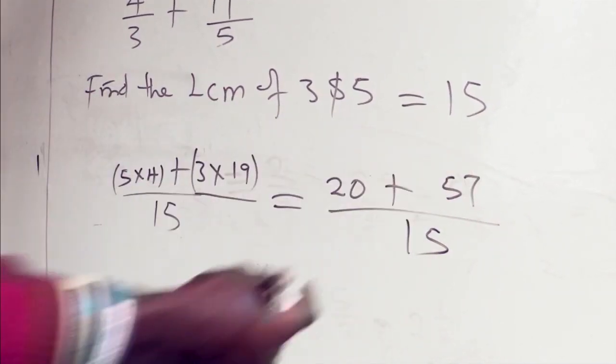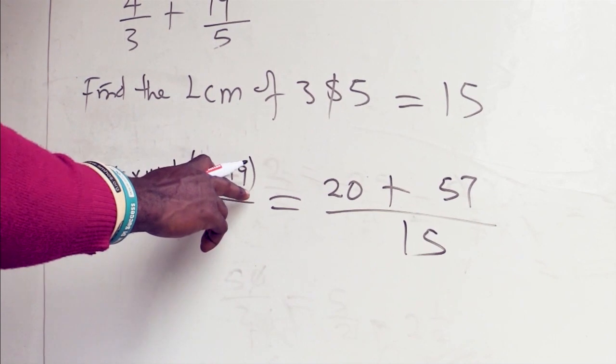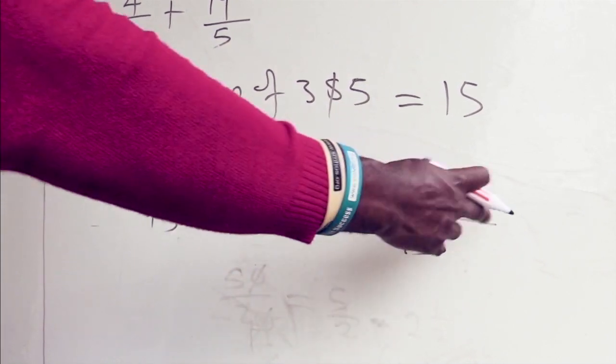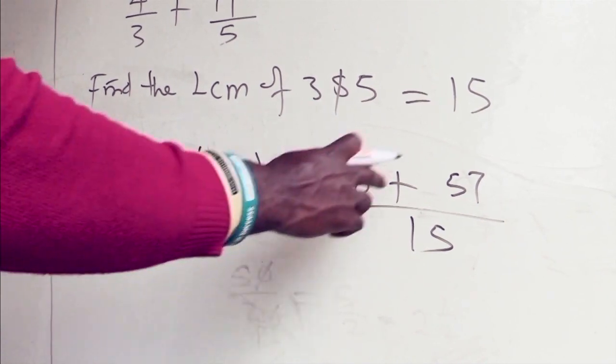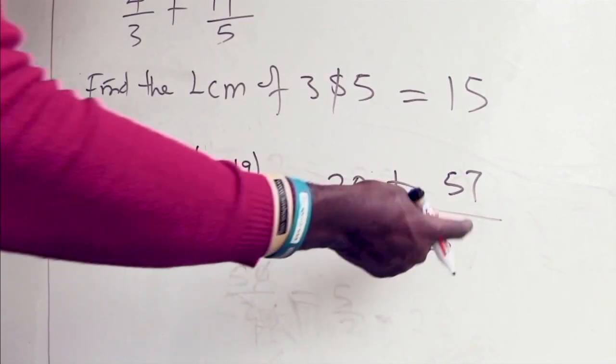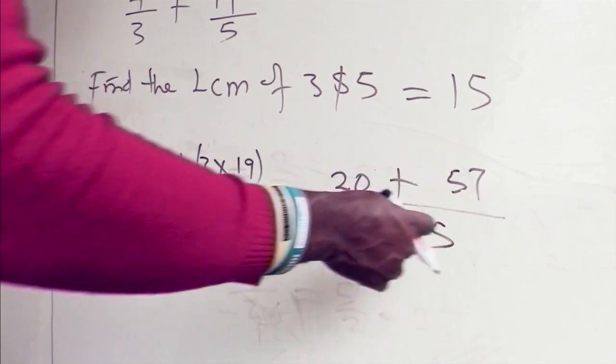Check the answer. Is it okay? 3 multiplied by 9 will give you 27. You write 7, carry 2. 3 multiplied by 1 will give you 3, plus that 2 that you carried, you have 5. That's why we arrive at 57 in case you don't have a calculator.